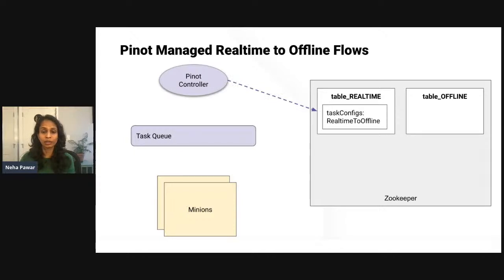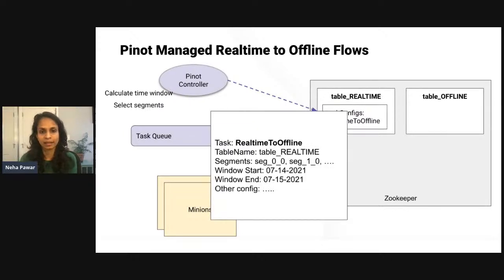The Pinot controller is running a periodic task in the background. And every time it runs, it looks for tables that have this config enabled. And now when it finds table_realtime with this config, it's going to perform the first two steps that we discussed earlier. So the first step would be to calculate the time window that it should operate on. And the second step would be to select the segments that fall in this time window. And using this data, it's going to create a task spec.